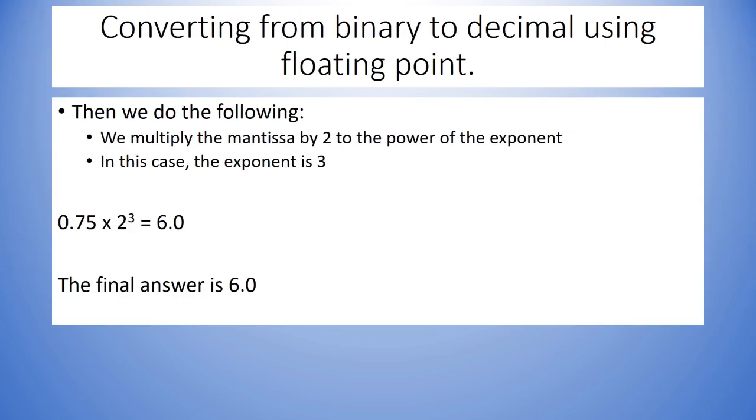And then we do the following. We multiply the mantissa by 2 to the power of the exponent. In this case, the exponent is 3. So it's 0.75 times 2 to the power of 3, giving us 6.0. And that's our final answer. That's how you convert from binary to decimal using floating point with the 8-bit mantissa and the 4-bit exponent.